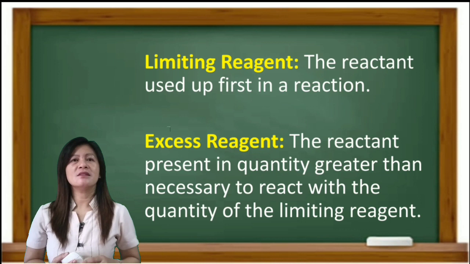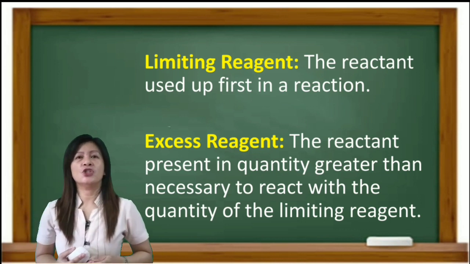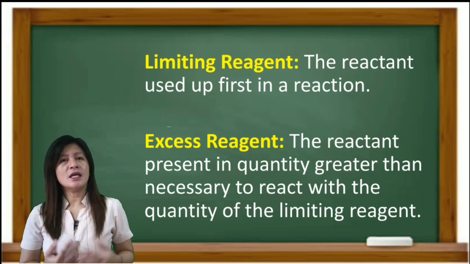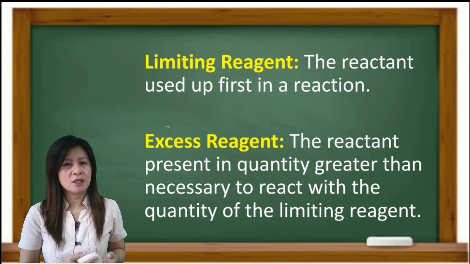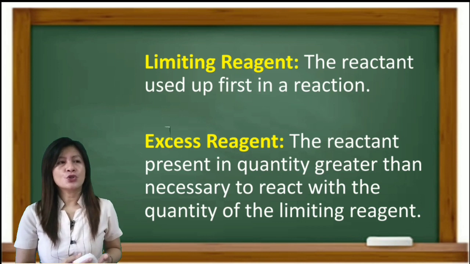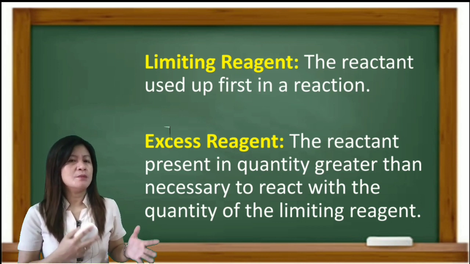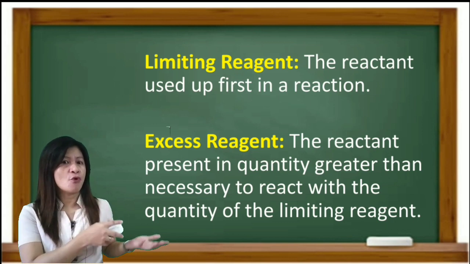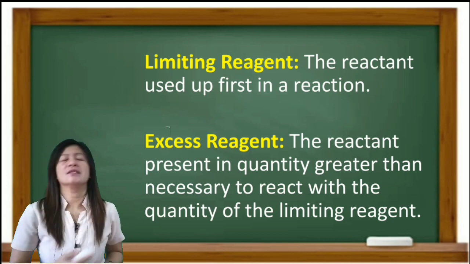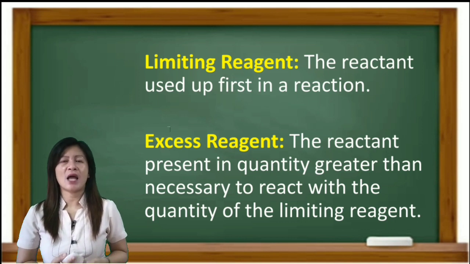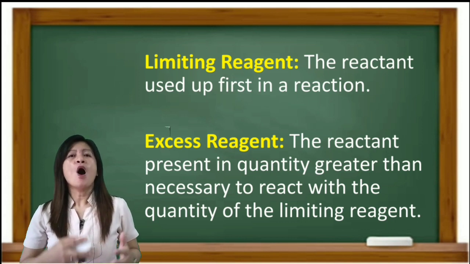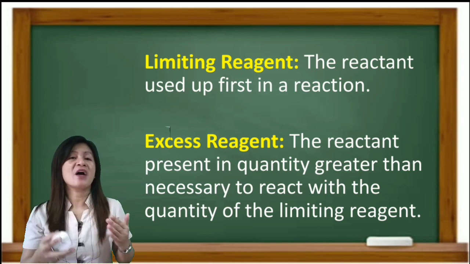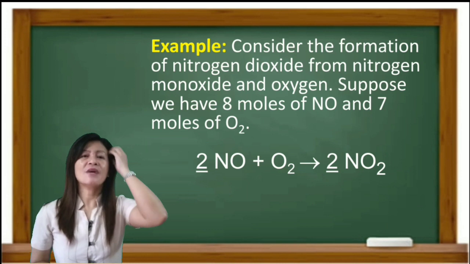So let's define the two. What is a limiting reagent and what is an excess reagent? Limiting reagent is the reactant in a reaction that is used up first completely. So in a chemical reaction, the limiting reagent is always consumed first before the other reactant. Excess reagent is the reactant present in greater amount than necessary. That's why it's called excess. It's more than necessary.